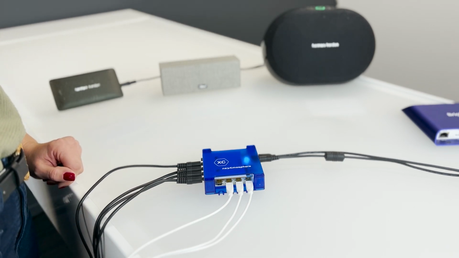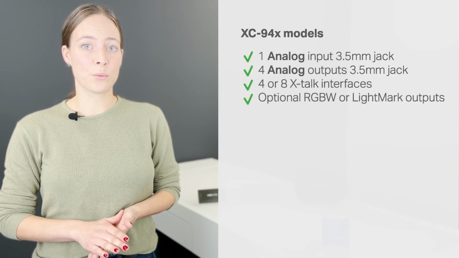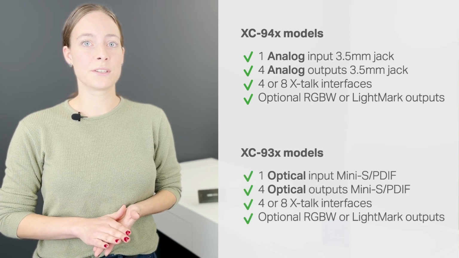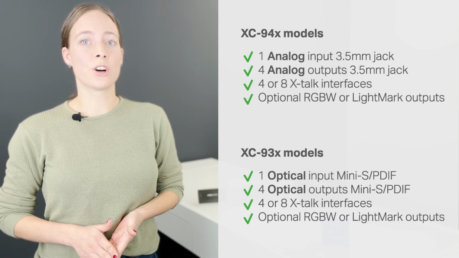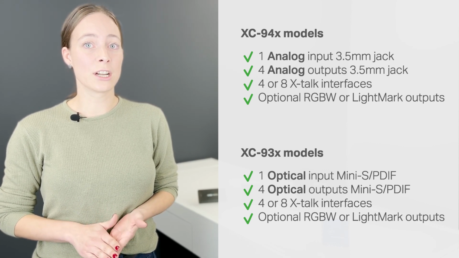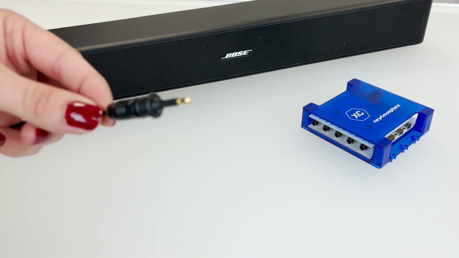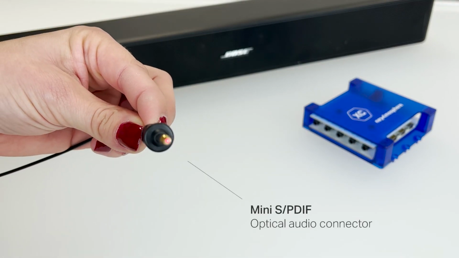The XC-900 series come in different models. The XC-940 models have analog in and outputs, whereas the 930 models have optical mini SPDIF in and outputs. So next to switching audio to speakers and headphones with analog input, as in the demo that we've just shown, you can also do the same with audio devices with optical inputs, for example soundbars or surround systems.